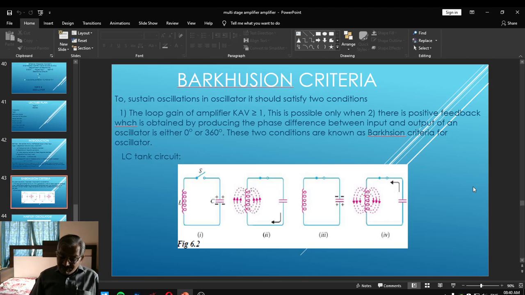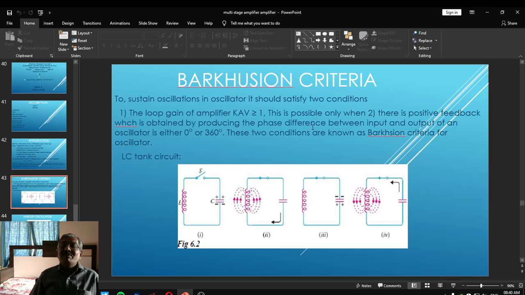That is, when the phase shift between input signal and output signal generated is either 0 degree or 360 degree, then oscillations are definitely going to be sustained, considering that there is positive feedback. So these two conditions, which we can call the Barkhausen criteria, must be satisfied by an oscillator circuit to sustain the oscillations.